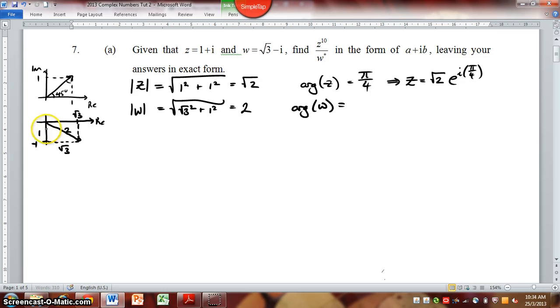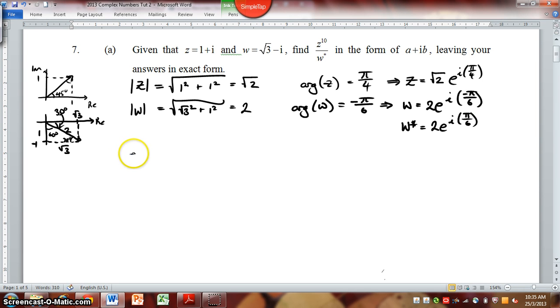So in this circumstance, what do I know? I know that this is 60 degrees, so this is 30 degrees, and this angle in here would also be 30 degrees. But we're not interested in the angle, we're interested in the argument. So the argument's actually minus 30 degrees, or minus pi upon 6 radians. So that means that w is 2e to the i minus pi upon 6, and therefore w conjugate is going to be 2e to the i pi upon 6. Just take the negative of the argument.